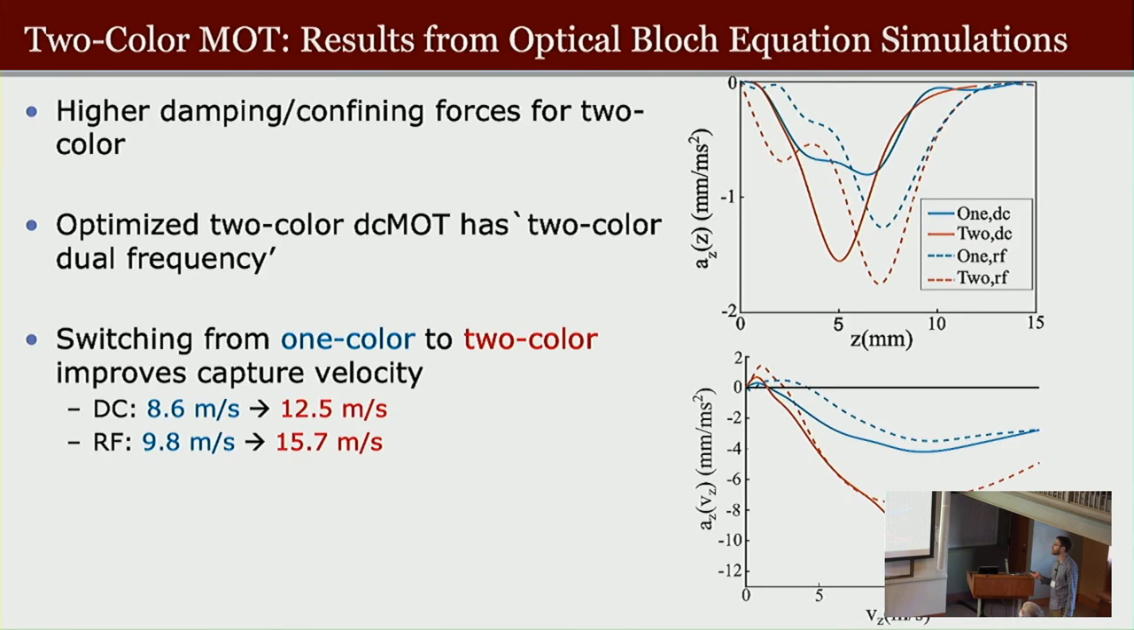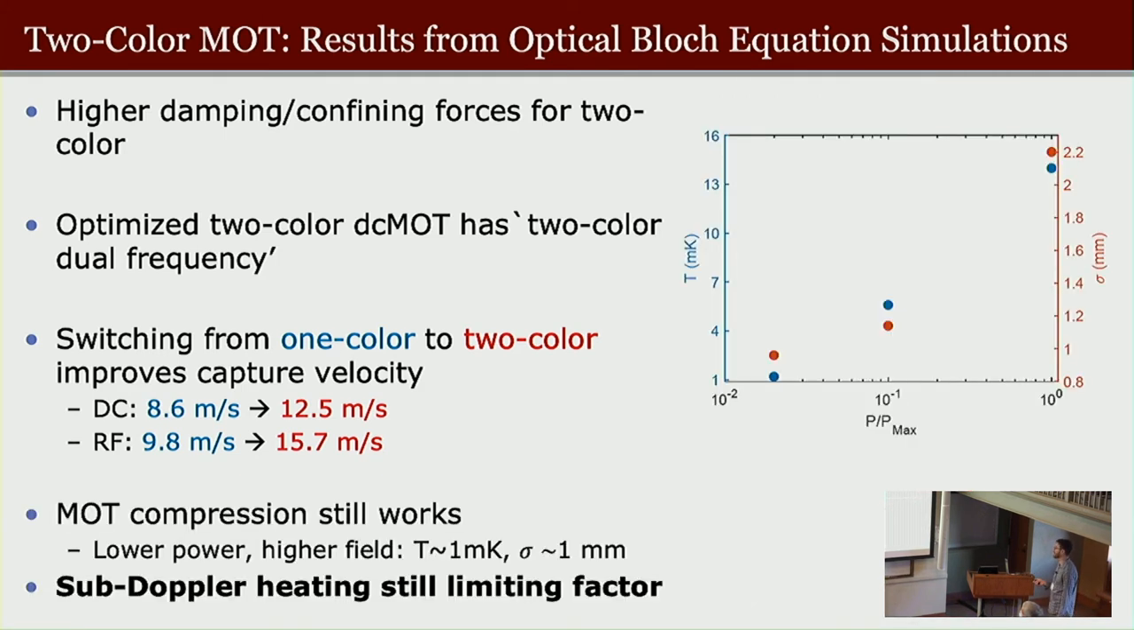So what did I find? Well, in those simulations, I was able to find that you can, in fact, get stronger forces with these two-color systems. This is talked about in more detail in the paper, but the optimized two-color DC MOT can take advantage of the dual-frequency mechanism that I talked about earlier, except now it's being addressed by two different colors as well. Switching from one color to two colors increases the capture velocity, we estimate, by about a factor of 1.5 or so in both DC and RF configurations. And that's just due to the stronger damping forces and confining forces.